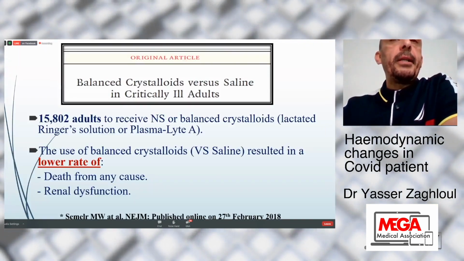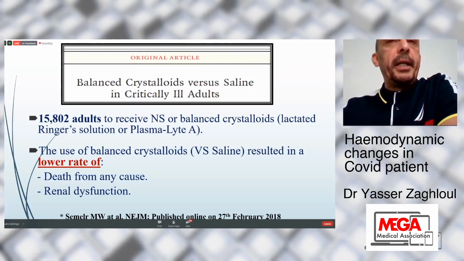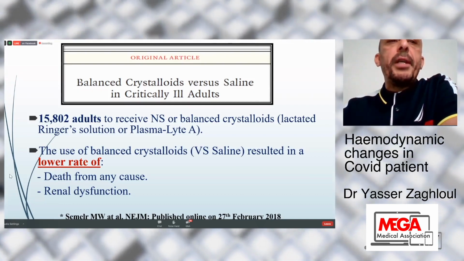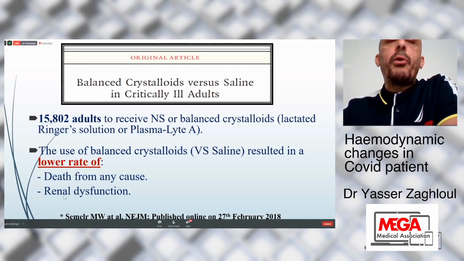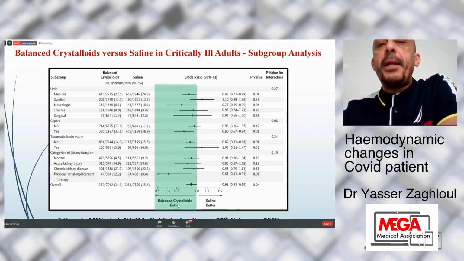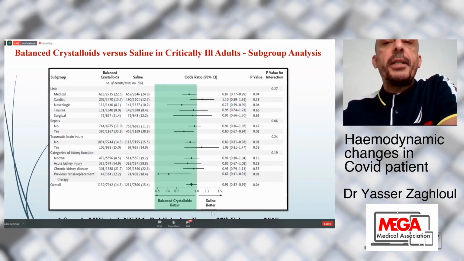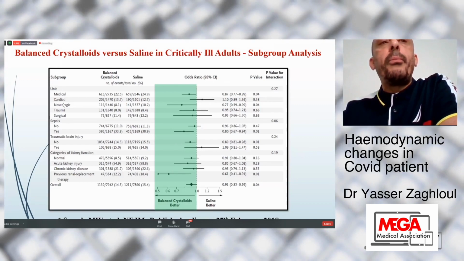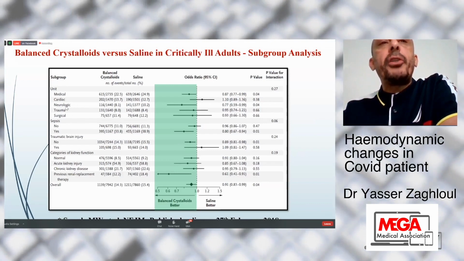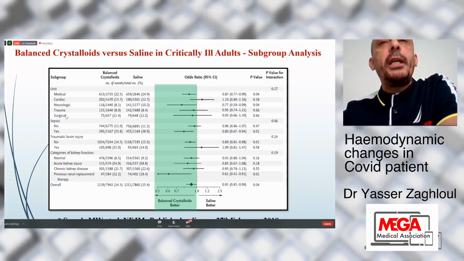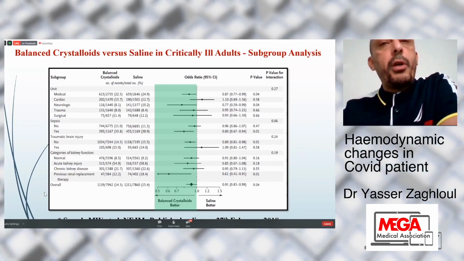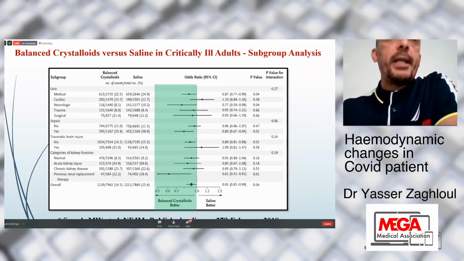Why we are using the balanced crystalloids, this means Ringer lactate or Plasma-Lyte if it is available, because usually this lowers the rate of death from any cause or renal dysfunction. And you can see here, most of the patients who received the balanced crystalloids are doing much better than with normal saline, in all subgroups of patients: cardiac, trauma, surgical. Maybe in patients with neurogenic or traumatic brain injury, it is maybe better to use normal saline. In short, in most types of shock, Ringer lactate is doing better than normal saline.